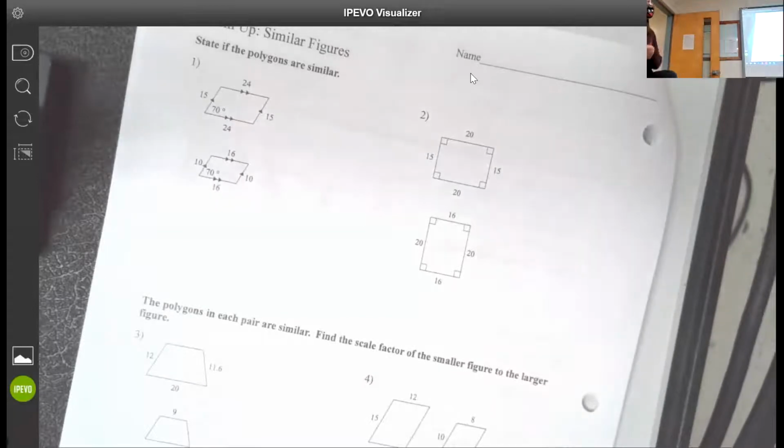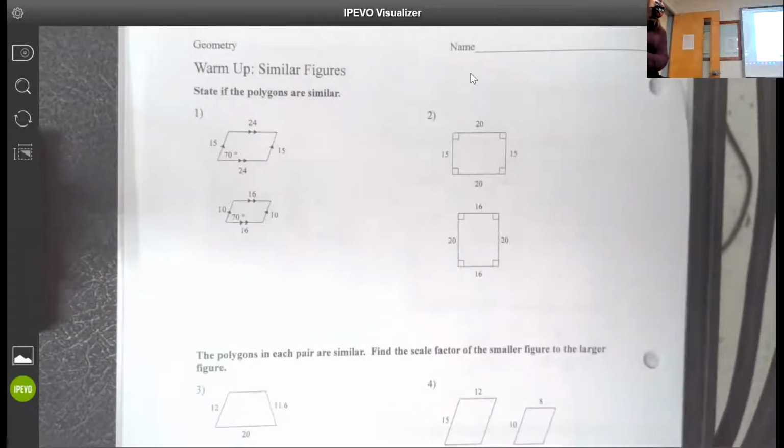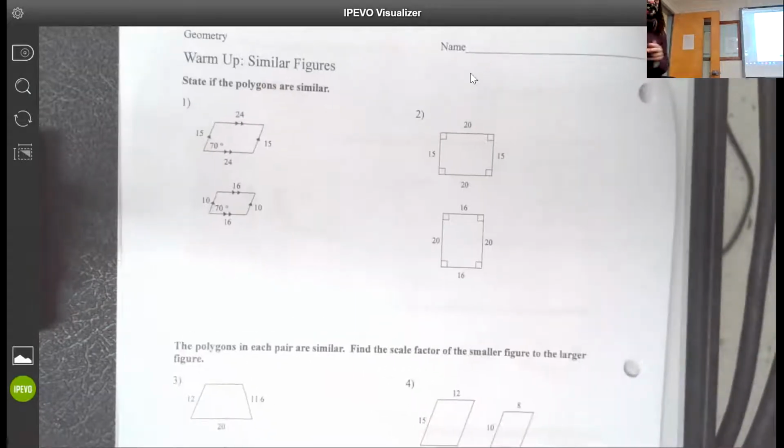We started a new unit. Hopefully we viewed those videos about similar figures. This is our unit 7. So I'm just going to go through and talk about each section on this warm up, and then I'm going to give you a chance to try it out yourself before we go over it.